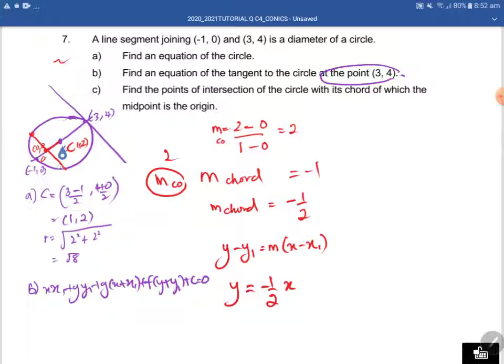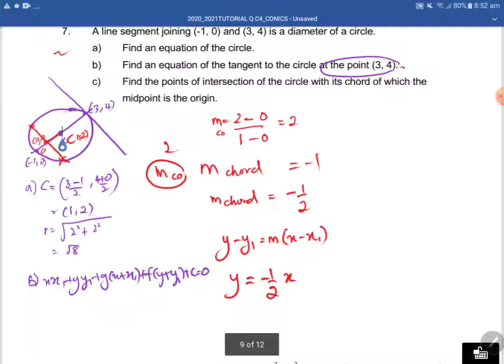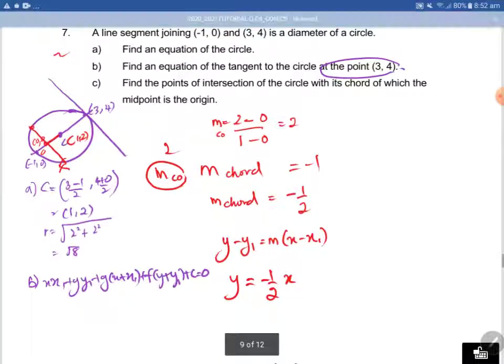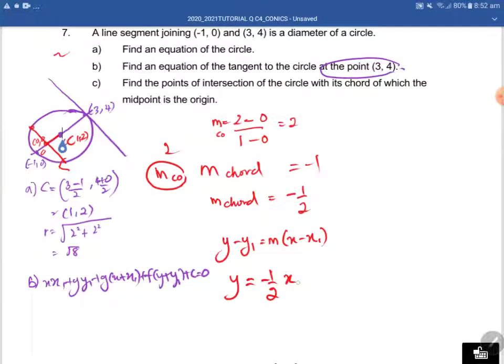We want to find the intersection between the chord and the circle, which means this equation should satisfy the circle equation. How to find the intersection point? You just have to substitute this equation into the equation of the circle from question A. Then you can find the point of intersection between this line and the circle. That's for question number 7.